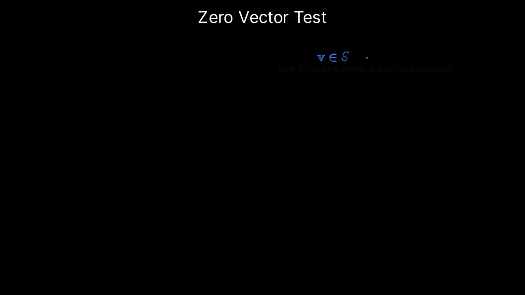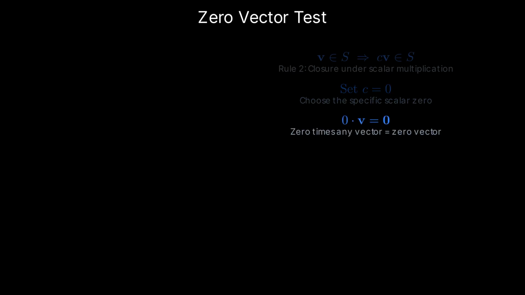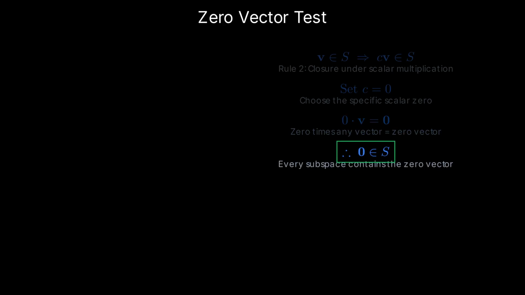Rule 2 has a powerful consequence. Suppose v is any vector in a subspace S. By rule 2, c times v must also be in S for every scalar c. Now set the scalar c equal to 0. 0 times any vector v gives the 0 vector. So the 0 vector must belong to S. This means every subspace must contain the 0 vector. This gives us a fast first test. If a set doesn't contain the 0 vector, it cannot be a subspace.